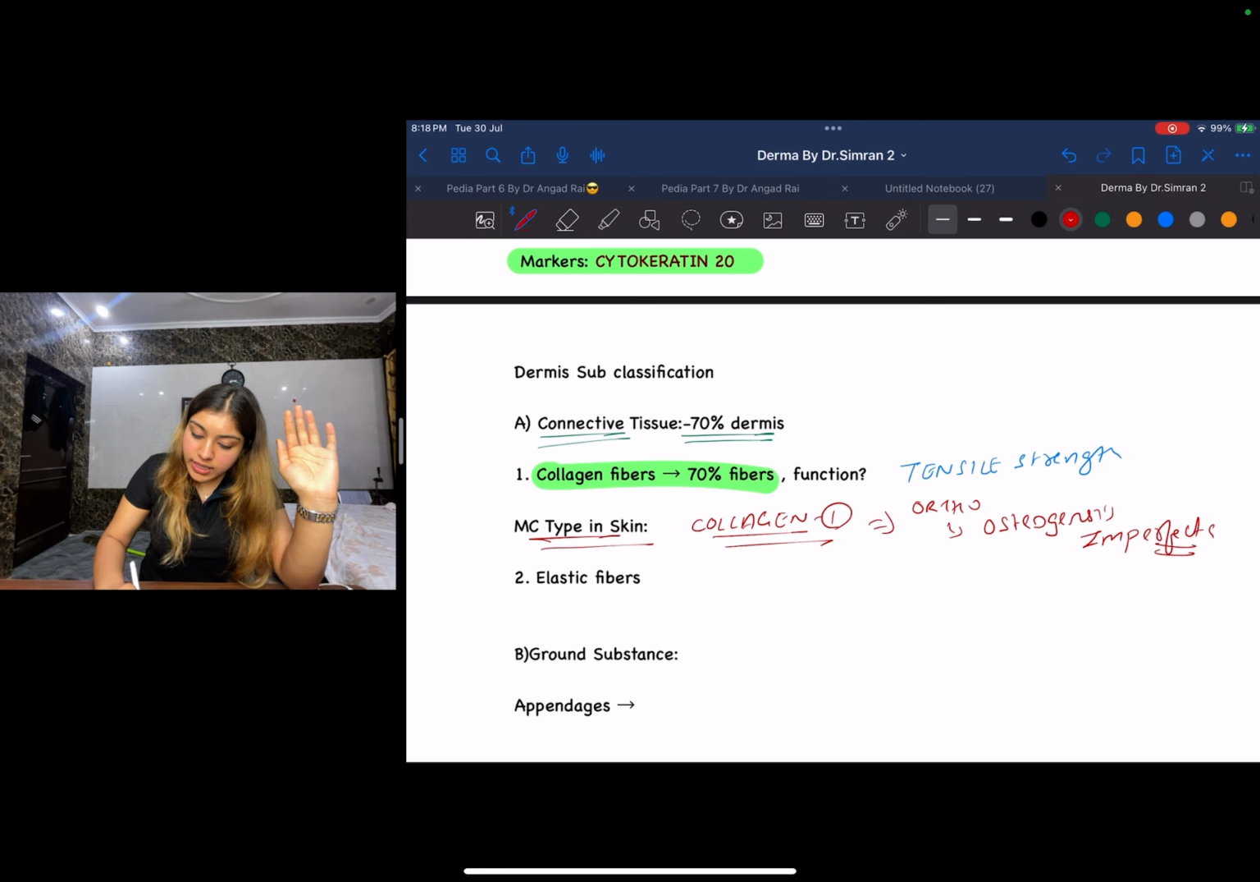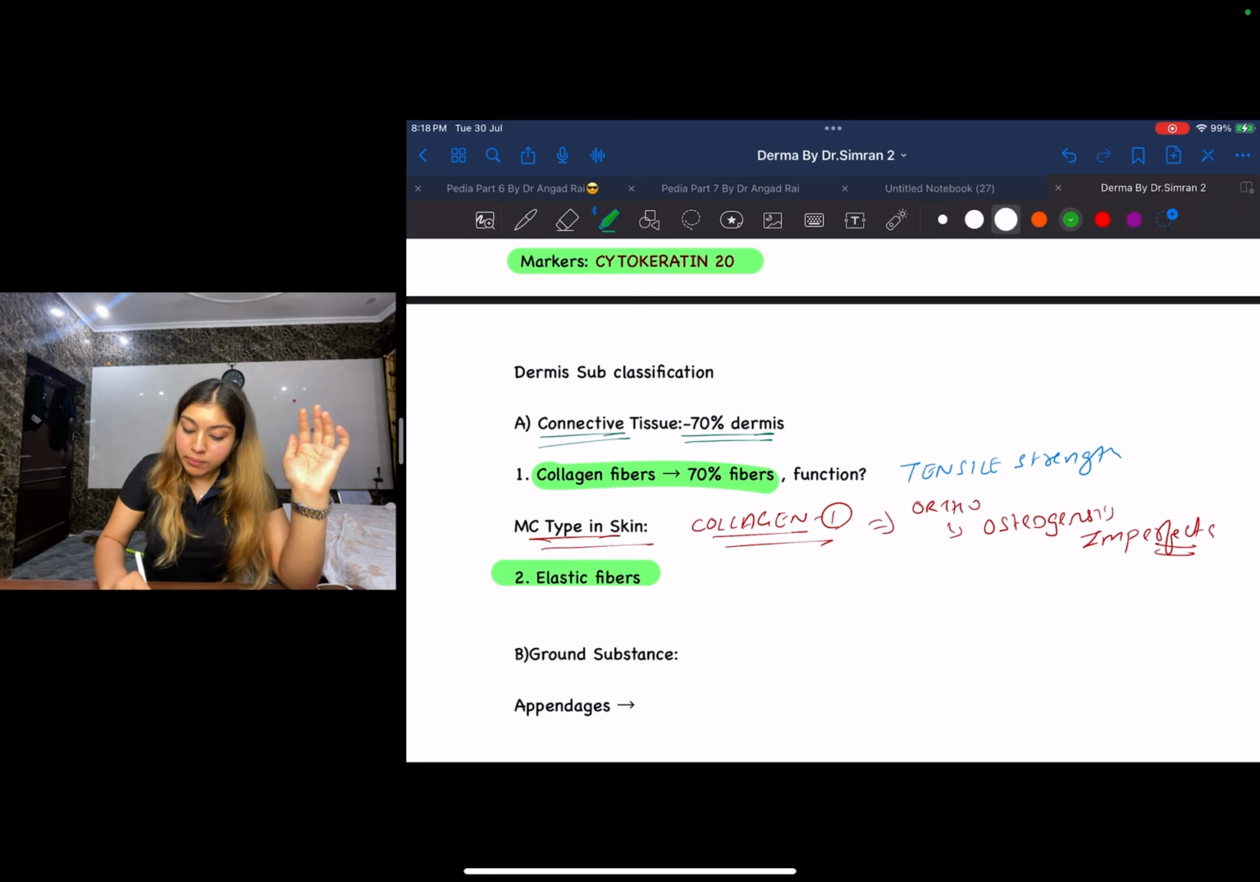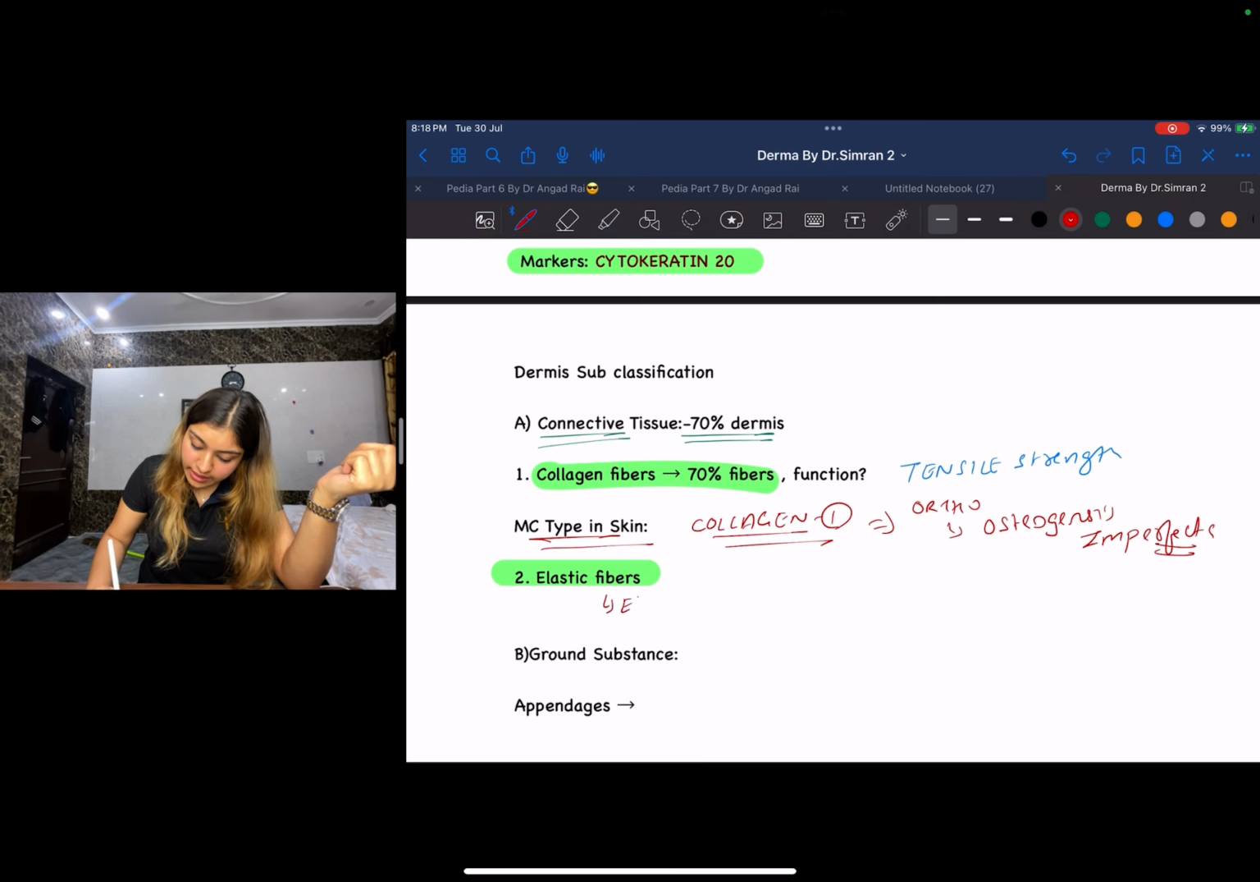So we are done with the collagen fibers. Now your elastic fibers. What does it help with? Obviously, it will help with elasticity and recoil, right?